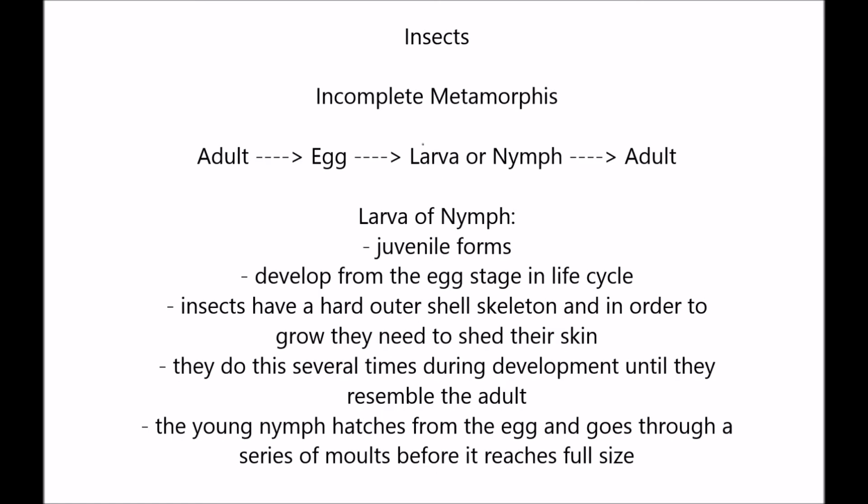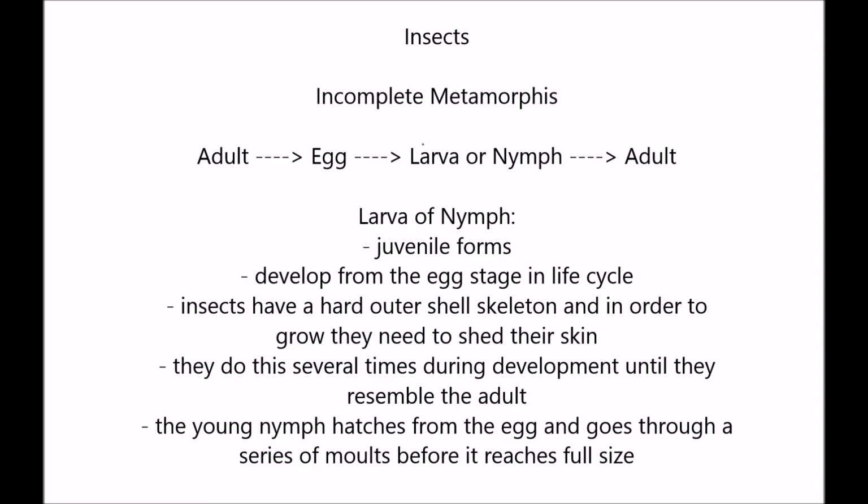Insects are a group that have successfully colonised land. Incomplete metamorphosis is basically when the adult fertilises the egg and then the egg becomes a larva or a nymph, which is the intermediate before it becomes the adult. The larvae or the nymph are juvenile forms. They develop from the egg stage in the life cycle.